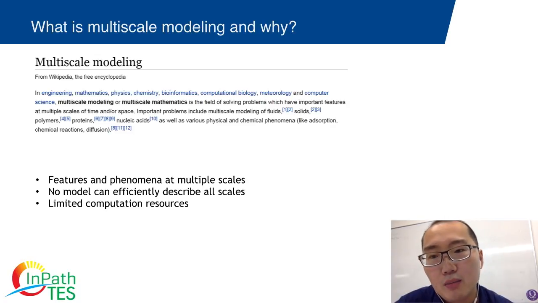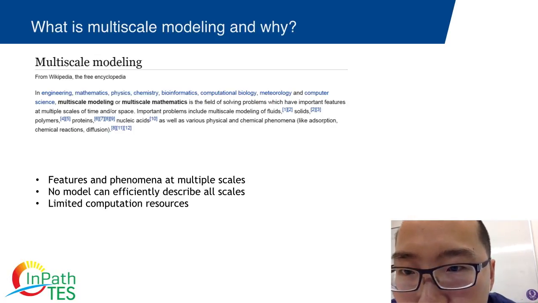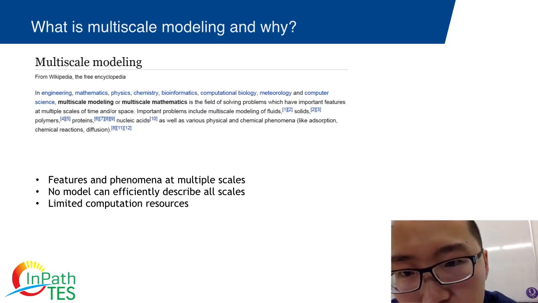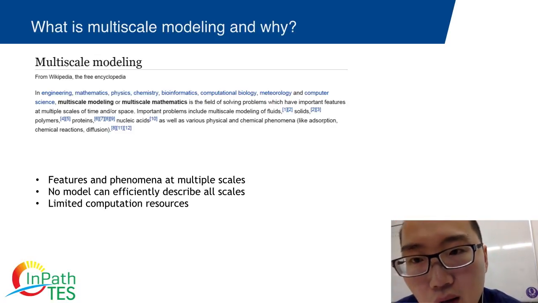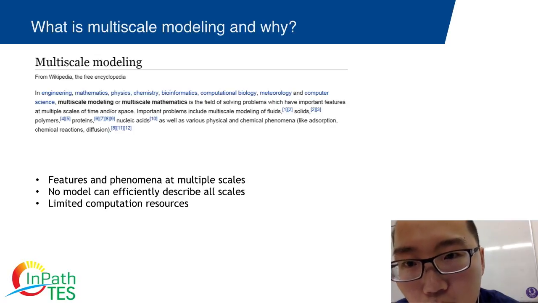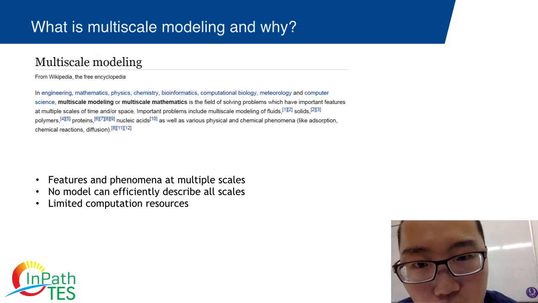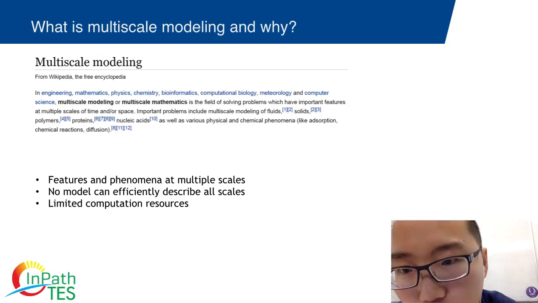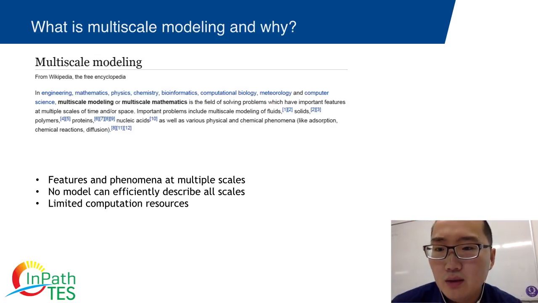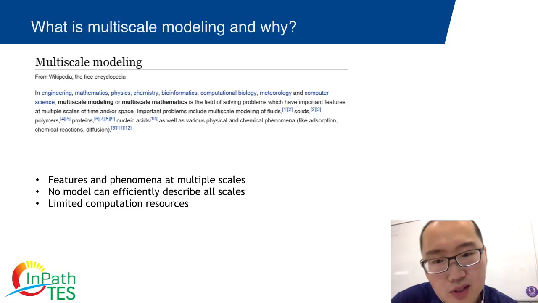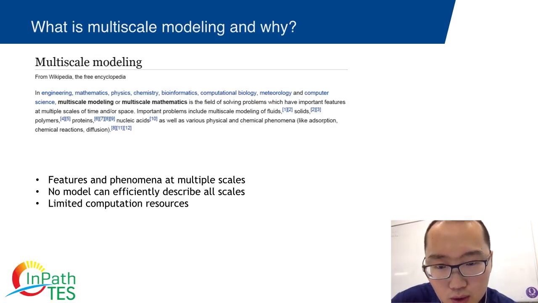In Wikipedia, multi-scale modeling is defined as follows. In engineering, mathematics, physics, chemistry, bioinformatics, computational biology, metrology, and computer science, multi-scale modeling, or multi-scale mathematics, is the field of solving problems which have important features at multiple scales of time or space. The definition itself includes part of the reasoning why we have to use the multi-scale modeling method.